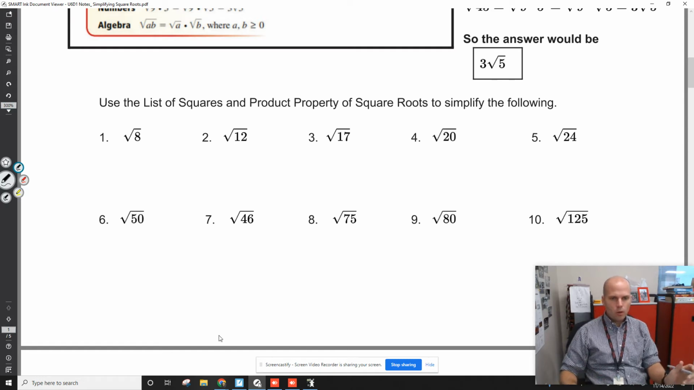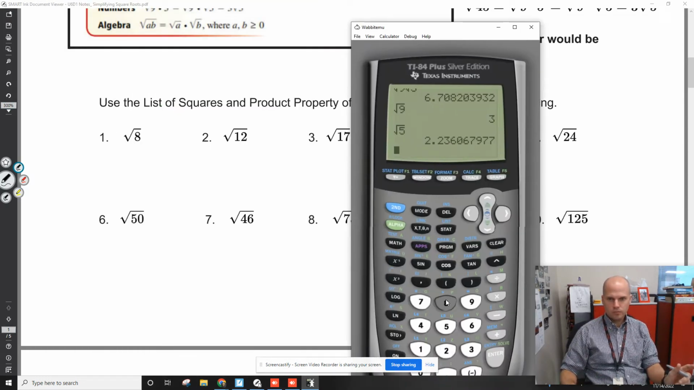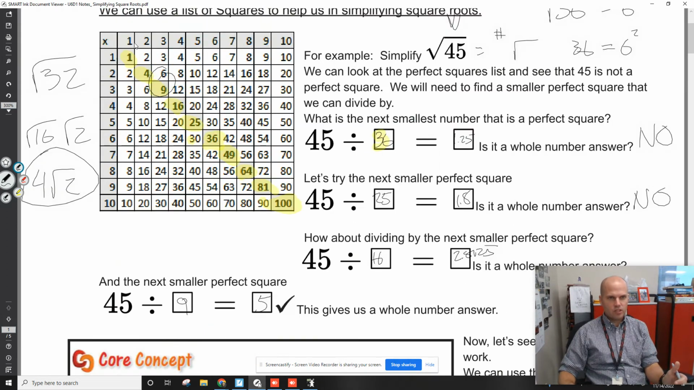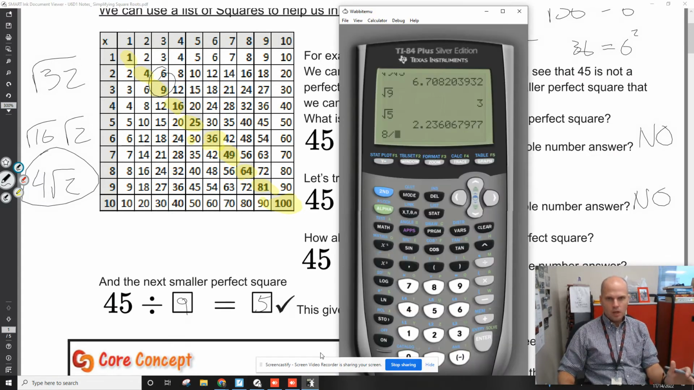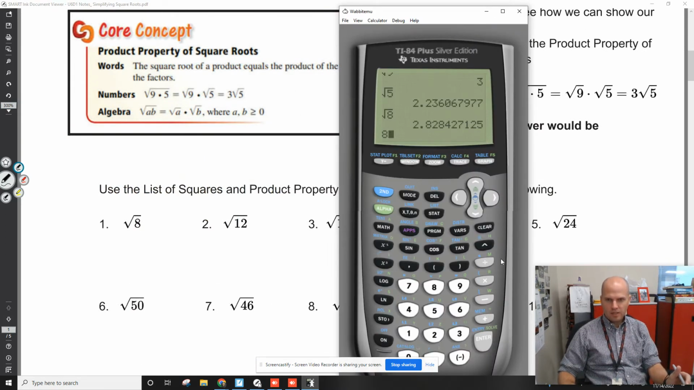Okay? So all we're going to do is start with our number inside our square root. So 8. We are going to divide out the biggest perfect square. Now, what are the perfect squares? Again, along this diagonal, 1, 4, 9, 16, 25. I can take the square root of all these numbers, and I get a whole number. I can't take the square root of 8.